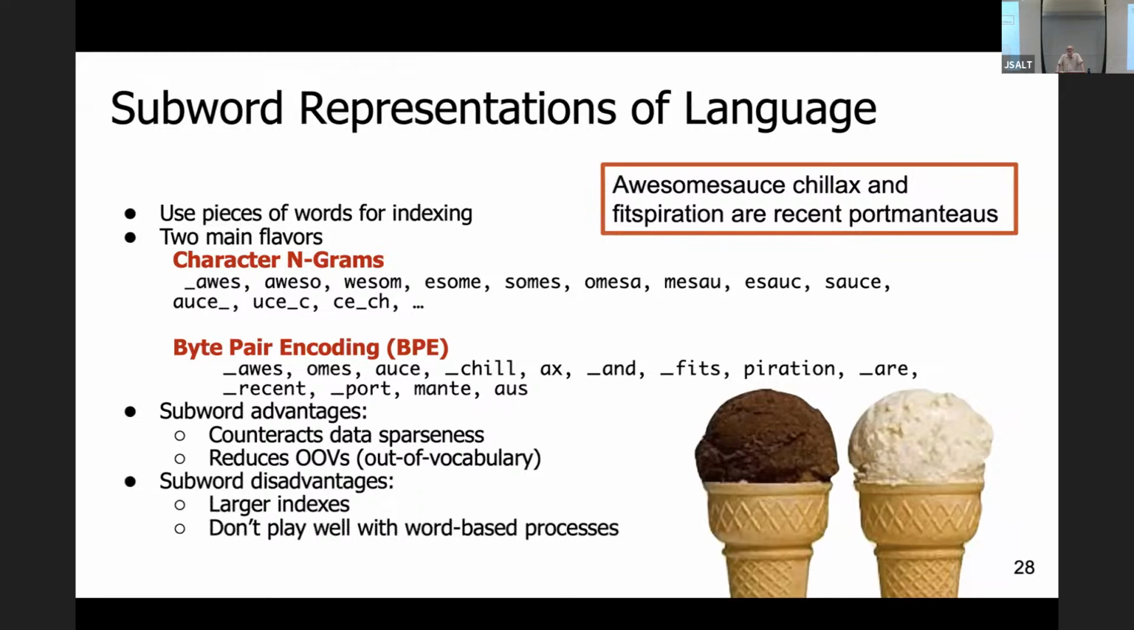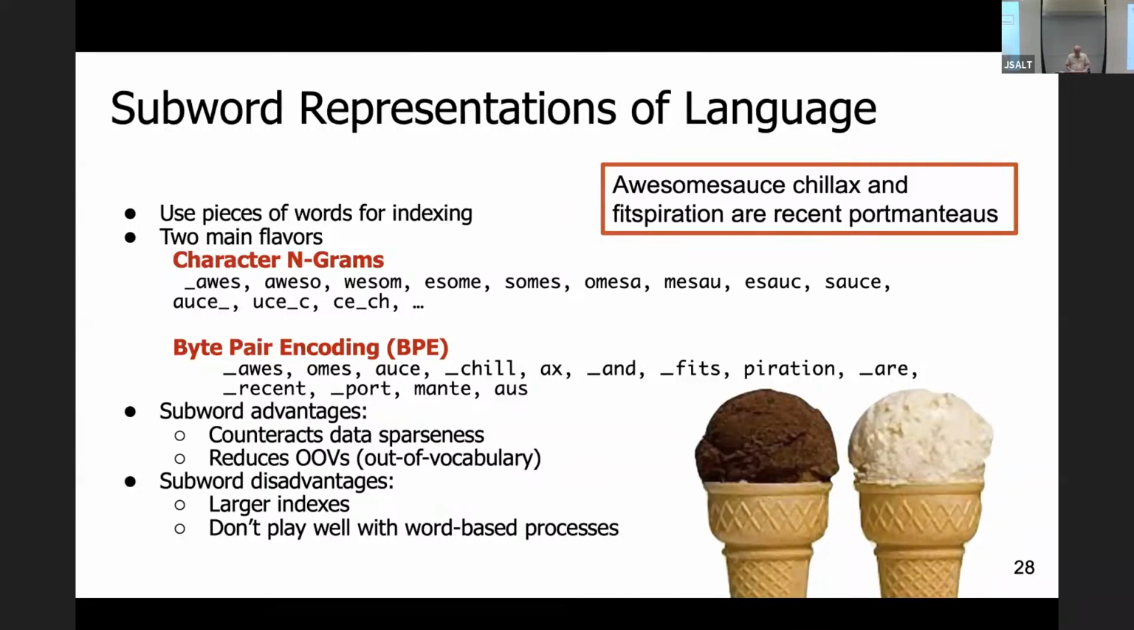There are some disadvantages. The two main disadvantages are that they tend to build larger indexes, because not every character begins a word, but every character begins a character n-gram. This is not so much true of byte pair encoding. The other thing is that they tend not to play well with word-based systems. If you do everything in terms of pieces of words, and then you have some system over here that deals with words, a parser or something, you have to have some way to glue the pieces back together.